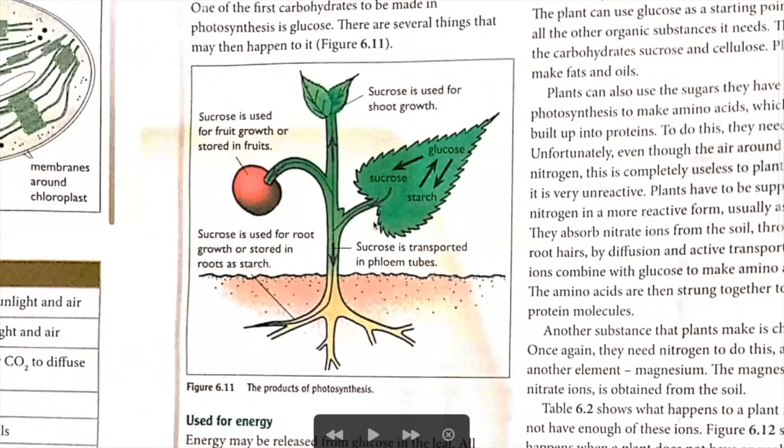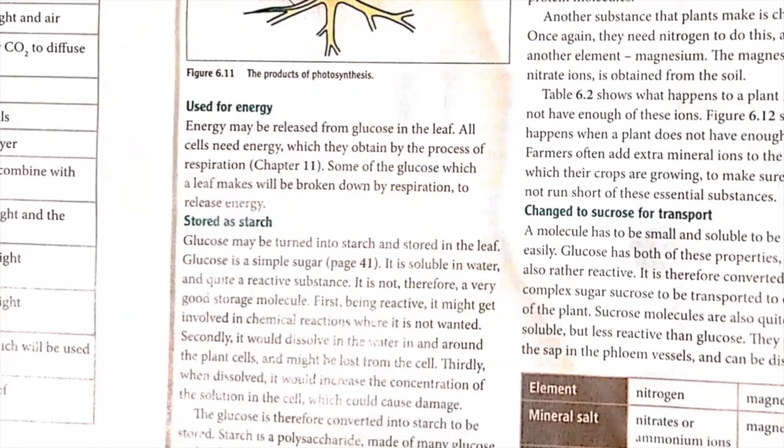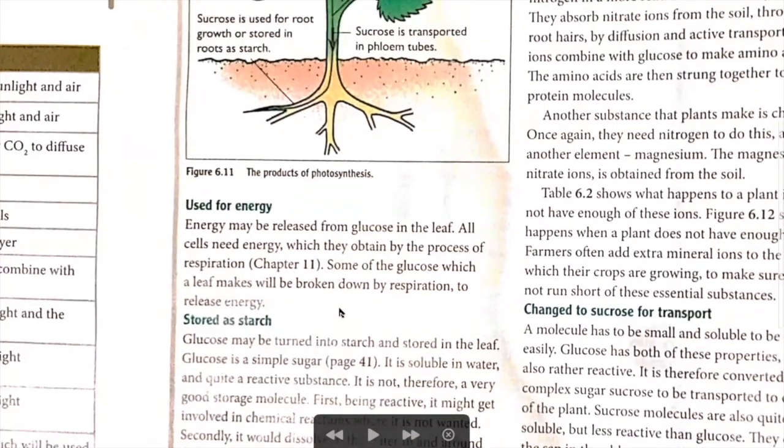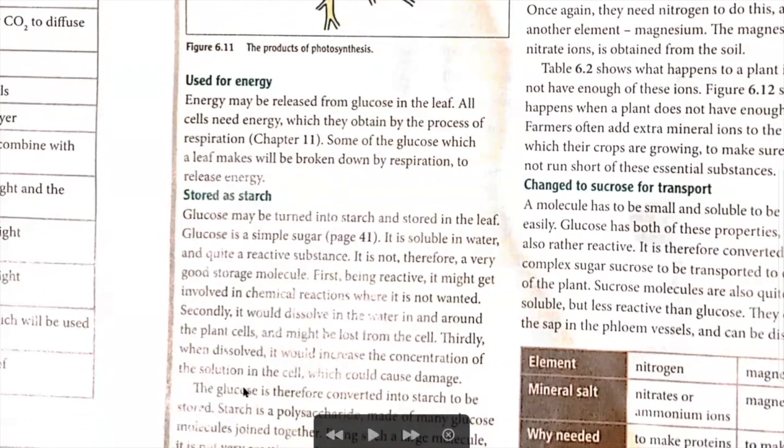Okay, so that is the first reason why we cannot keep glucose, okay, in the form of glucose. Instead, we have to change them into sucrose. Secondly, it will dissolve in the water in and around the plant cell and might be lost, okay, from the cell. Okay, thirdly, when dissolved, it will increase the concentration of solution in the cell, which could cause damage. So these three, okay, is the reason why glucose cannot be stored as a glucose. Instead, has to be converted into sucrose. Okay, can you understand?